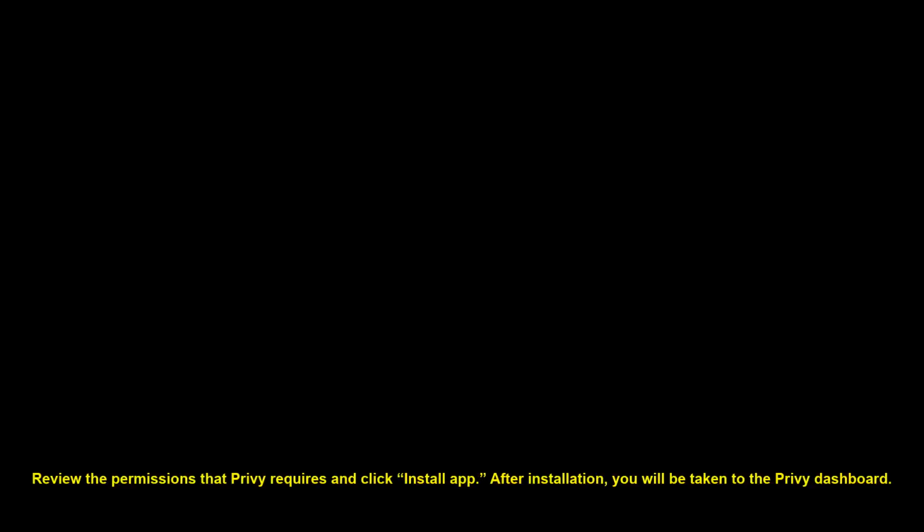Locate the Privy app in the search results and click on it. Click the Add App button on the Privy app page. You may be redirected back to your Shopify admin. Review the permissions that Privy requires and click Install App.